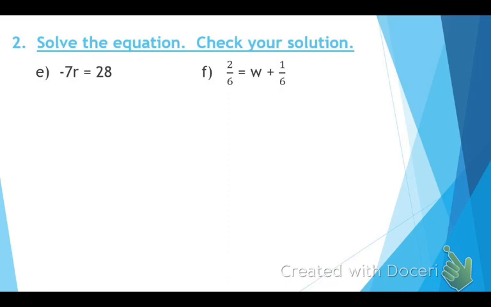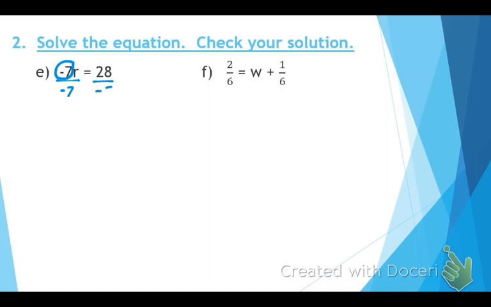Okay, the variable is R for problem E. Good job. What's not allowing R to be alone? What about the -7? What does it mean whenever there's a number right next to a letter? Multiply. If right there is multiply by -7, what is the opposite or the inverse operation? Okay, very good. So we're going to divide by whatever the exact number is here. Because there was a -7 there, we have to divide by a -7.